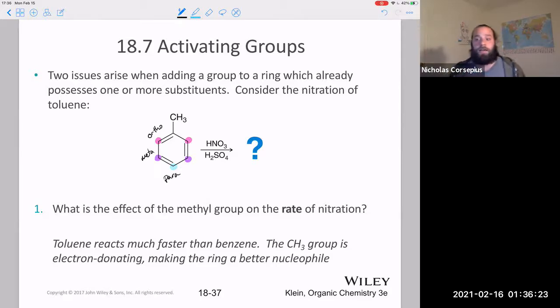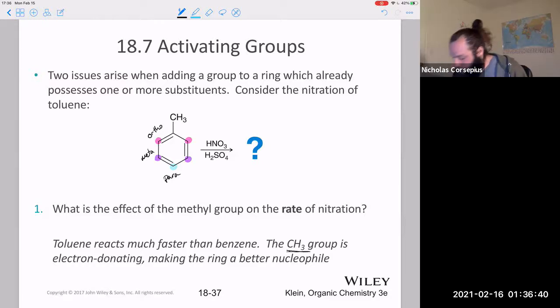Where is that nitro group going to go? Is it going to go to all of them? Is it going to prefer one position over another? Another question that we can ask is about the rate of the nitration reaction of toluene compared to benzene. So it turns out that toluene will react much faster than benzene.